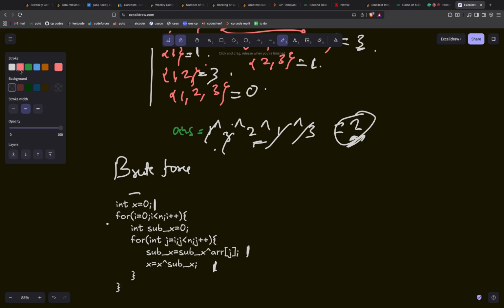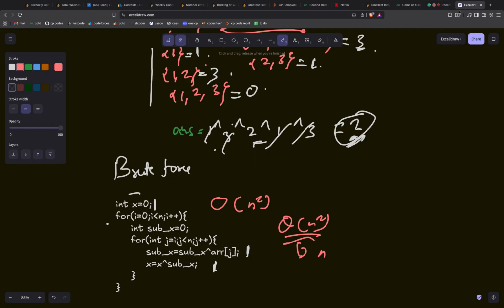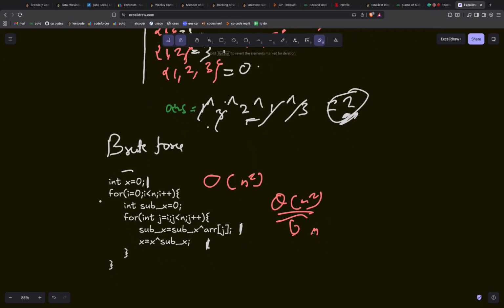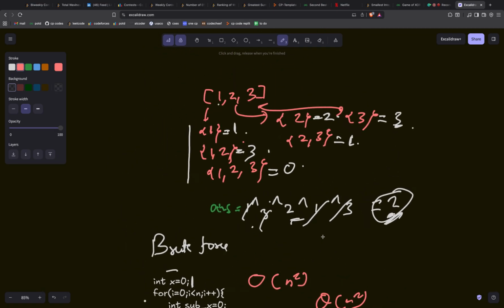But what would be the problem here? This is an O of n square solution, or even theta of n square, because this loop will always run n square times. Here n is given as 1e5, 10 to the power 5. So if n is 10 to the power 5, this would be n square or 10 to the power 10 computations, which would obviously TLE. The maximum number of computations you can do is around 10 to the power 8 to 10 to the power 9, so this is much bigger than that. So this would TLE.